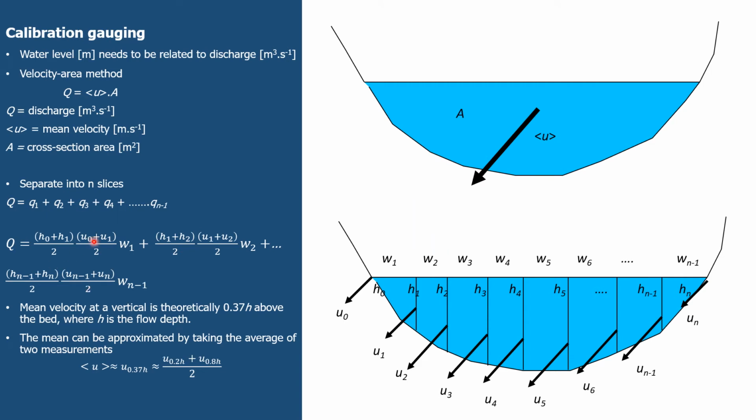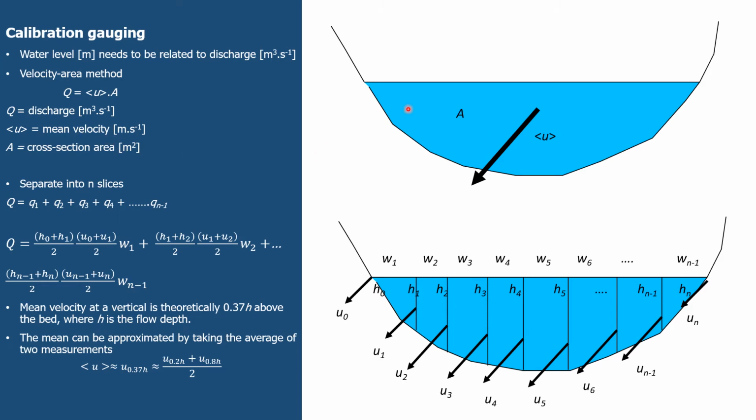So the principle of calibrating between water level and discharge is that we need to convert a water level in meters to a water discharge in meters cubed per second. And typically we would use something called the velocity area method. So the discharge Q is equal to the mean velocity multiplied by the cross-sectional area. So in this top diagram, we can measure the area of the blue river channel. We can measure the mean velocity, we multiply those 2 numbers together, and that gives us the discharge. So meters cubed per second from a meters per second velocity and a meter squared area.